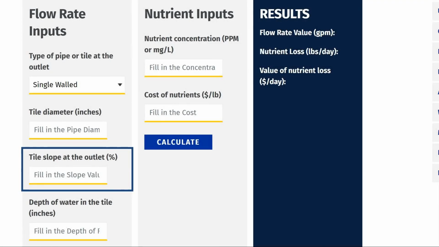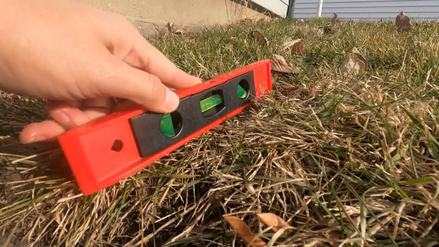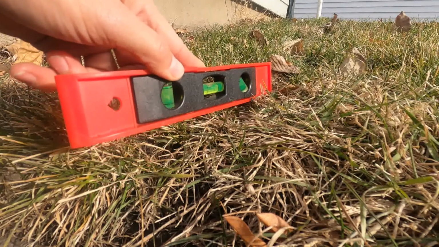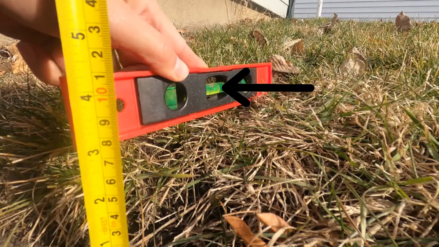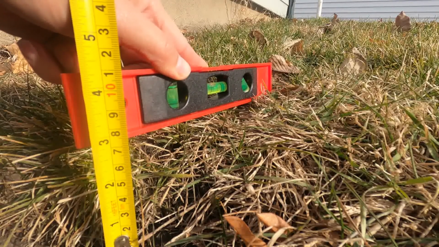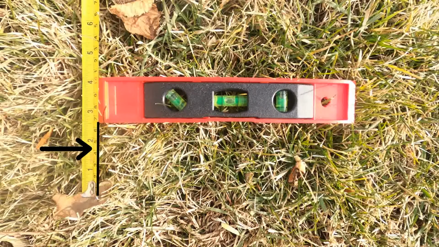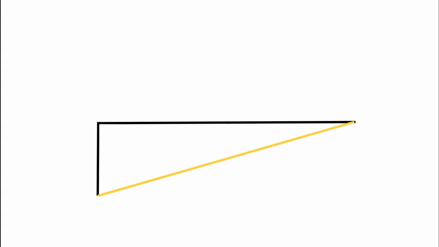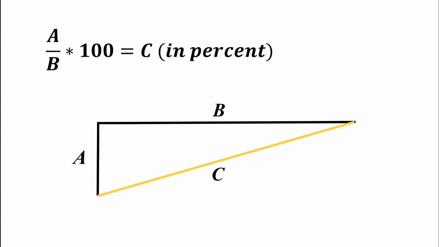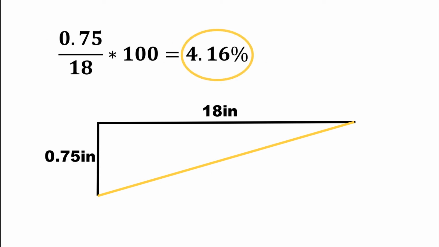The slope at the outlet can be found using a level and a ruler. Place a level inside the tile and raise the lower end until the bubble is centered. Then, measure the height of the level to the bottom of the tile using a ruler placed at the end of the level as shown. Using the height, or the rise, and the length of the level, or the run, you can now find the slope using the following equation. Typical ranges for the slope can be as low as 0.5% and as high as 5%.